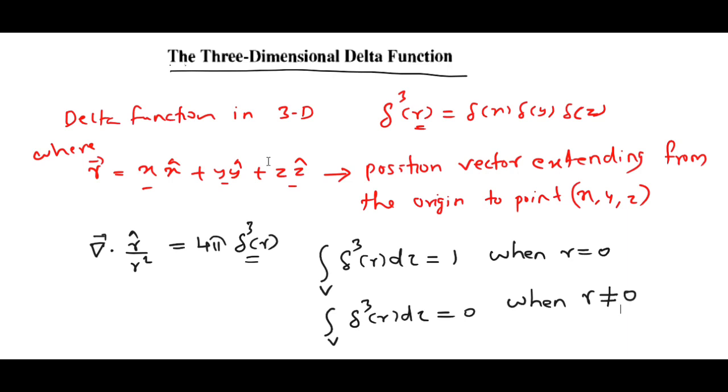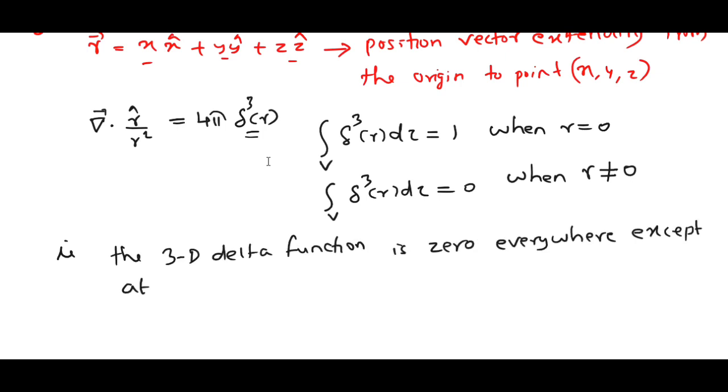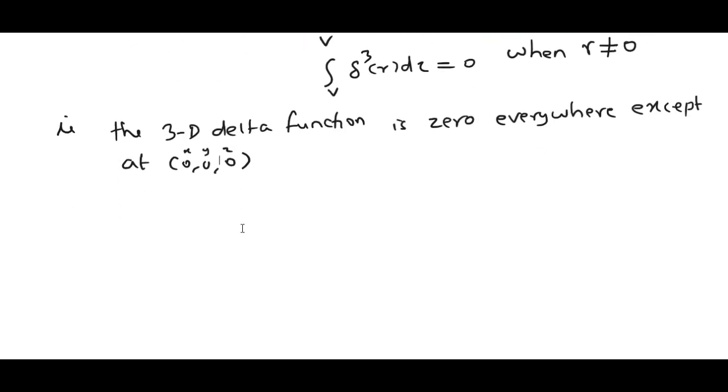This is the story about the three-dimensional delta function. Or more precisely, I can write it this way: the three-dimensional delta function is 0 everywhere except at the origin, that is the point (0, 0, 0). Here (0, 0, 0) means x is 0, y is 0, z is 0.